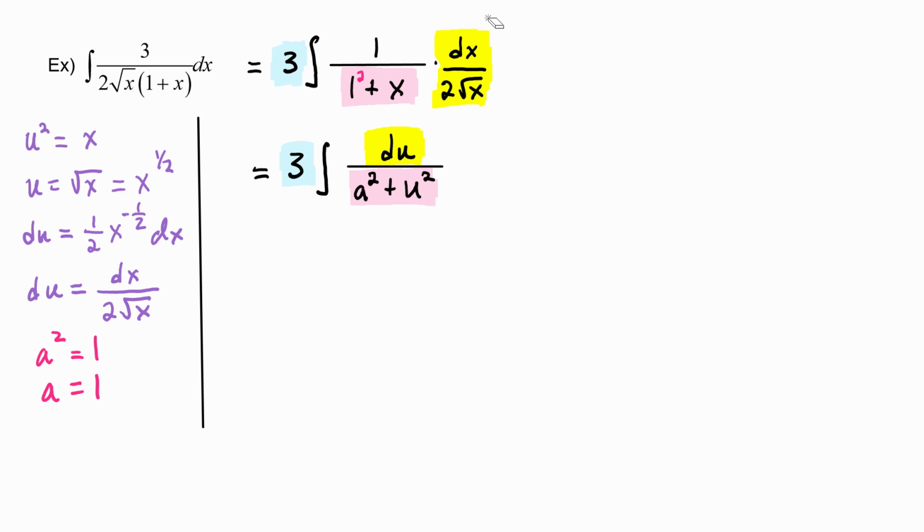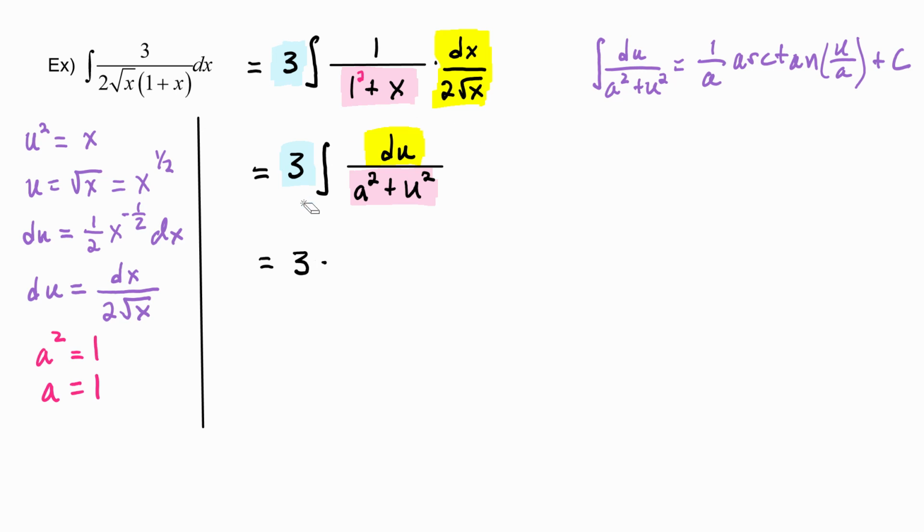Now when we look at our integration formulas, we see that we will want to use the formula for arctangent. We've got the integral of du over a squared plus u squared is going to be 1 over a arctangent of u over a plus c. So this is where we're headed. We've got that 3.